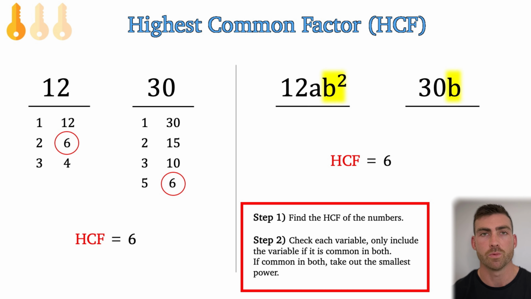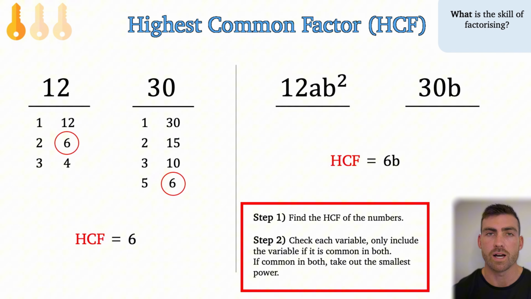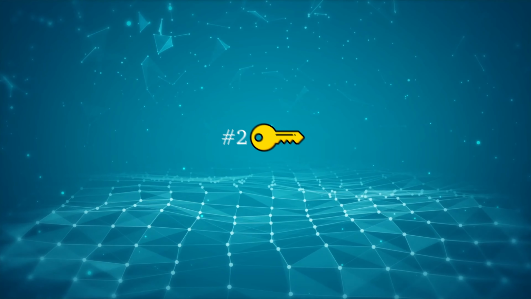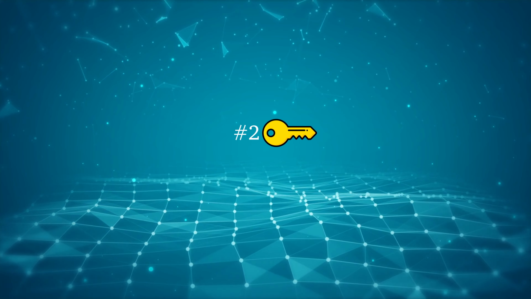Next, moving on to the variable b. We notice we can see a b in each term. However, we need to be careful. We can't take out a b squared as a factor for both because the second term does not have a b squared. We can only take out the smallest power, which is a b, giving us a highest common factor of 6b. So what exactly is factorizing expressions, and why is the highest common factor so important? Let's learn about this in the second key.